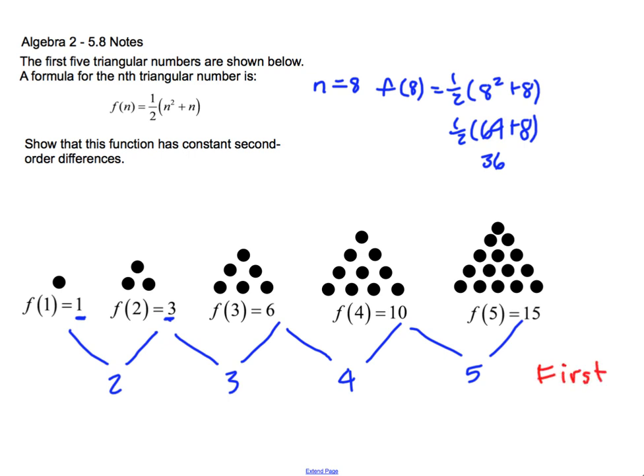And so the question says, show that this function has constant second order differences. So what we'd want to do is show that all those second order numbers are all the same. So in order to do that, we would just slide down again. The difference between 2 and 3 is 1. And the difference between 3 and 4 is 1. And the difference between 4 and 5 is 1. And these guys down here are your second order differences. And all of those differences are the same. And if everything is the same, it's constant.